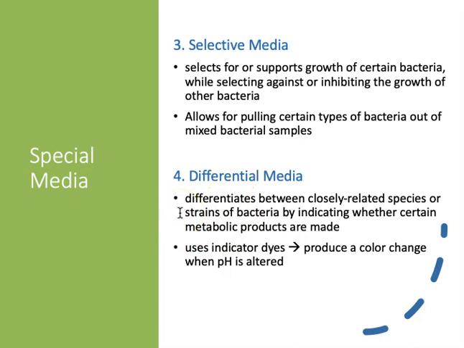Now, differential media often contain those indicator dyes that I mentioned earlier, dyes that will change color under different conditions of pH. So when we grow these closely related species, we can tell one from the other based upon whether they perform certain metabolic reactions. The organisms that do perform those metabolic reactions produce byproducts that alter pH in the medium and cause the indicator dyes to change color.